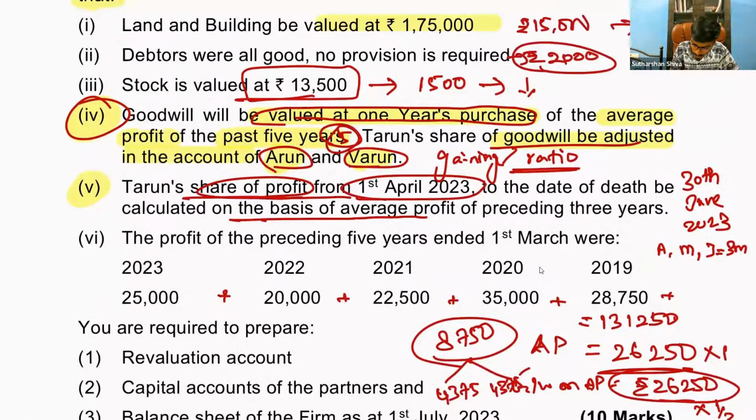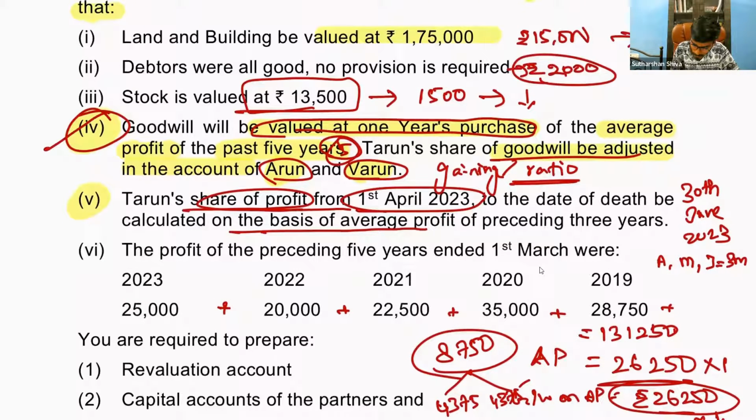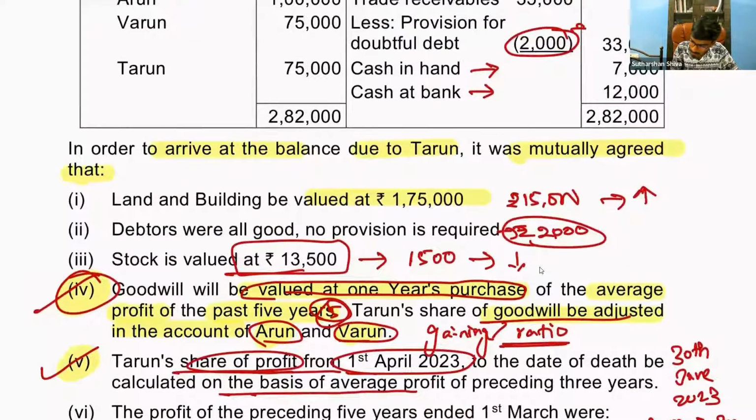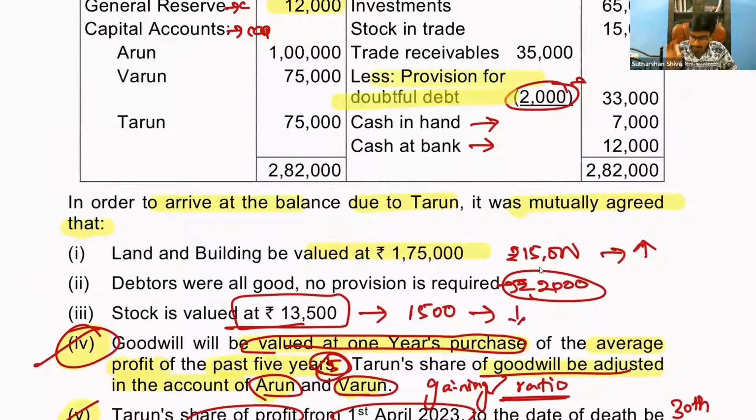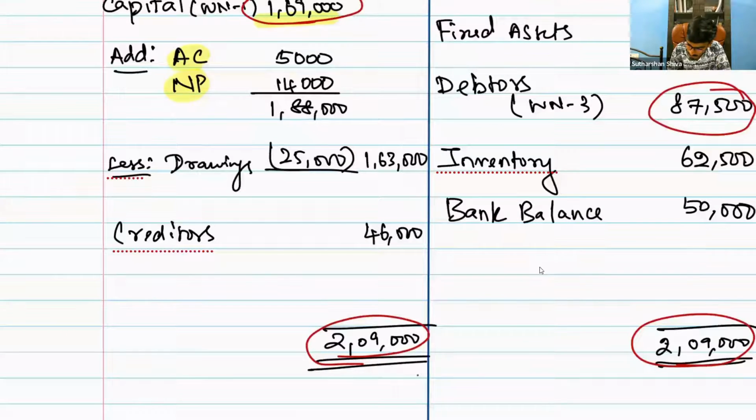If you're able to tackle the fourth one and fifth one, this sum will be a cakewalk. Then one more point is the provision for doubtful debts adjustment. If you take care of these, the remaining everything will become easier for you. So that's what I have done for you.